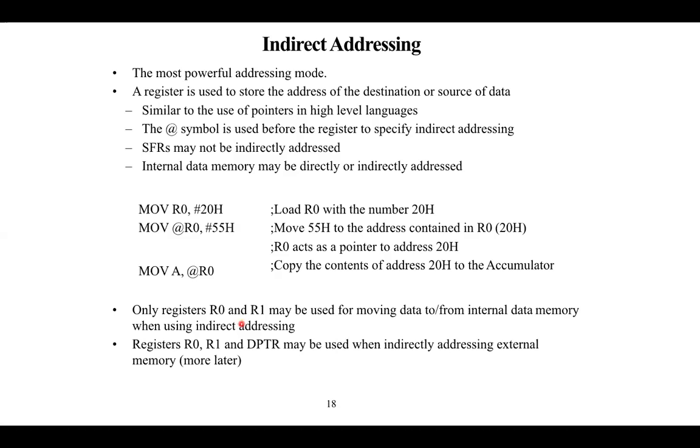Only registers R0 and R1 may be used for modifying data to or from internal data memory when using indirect addressing. Registers R0, R1 and DPTR may be used when indirectly addressing external memory.